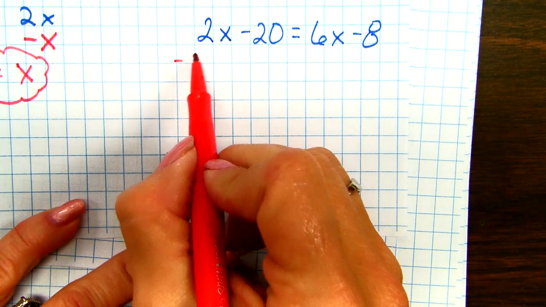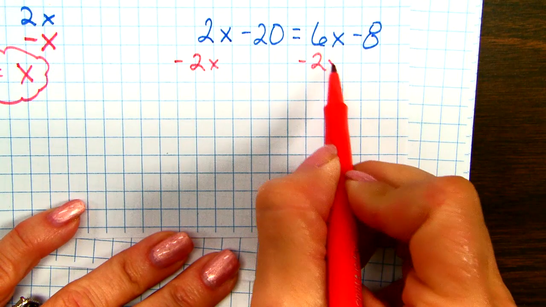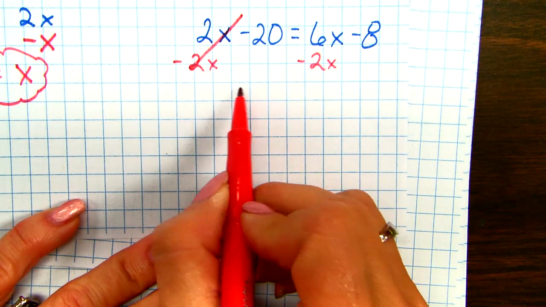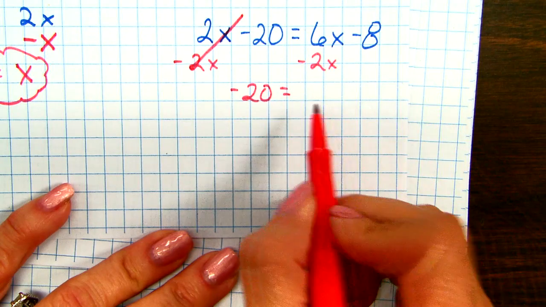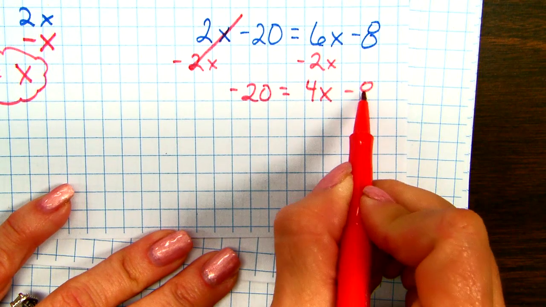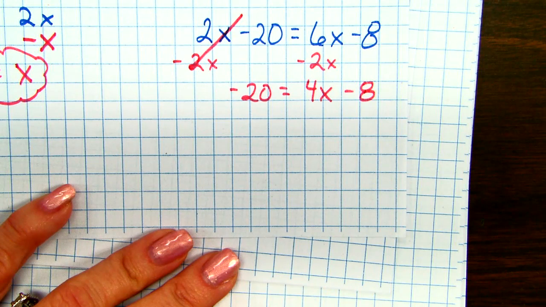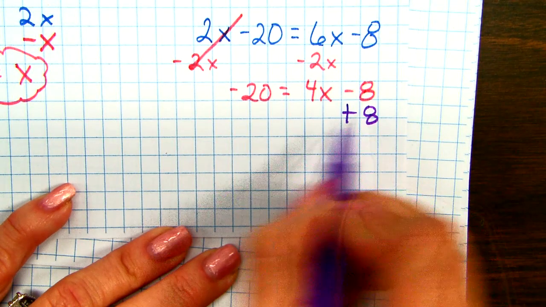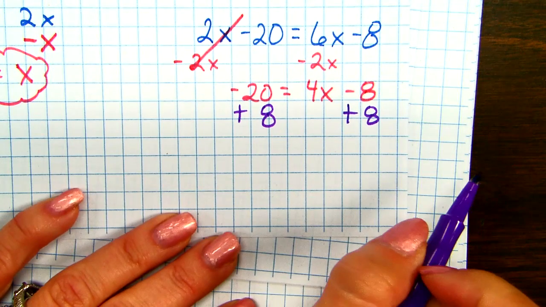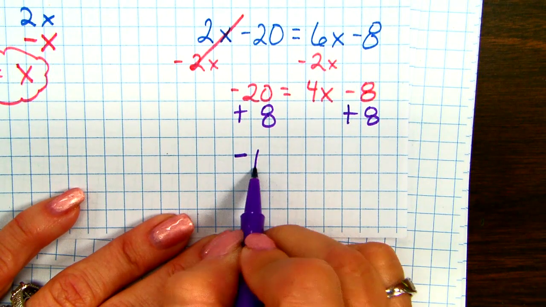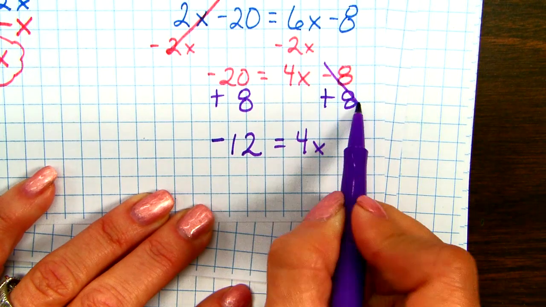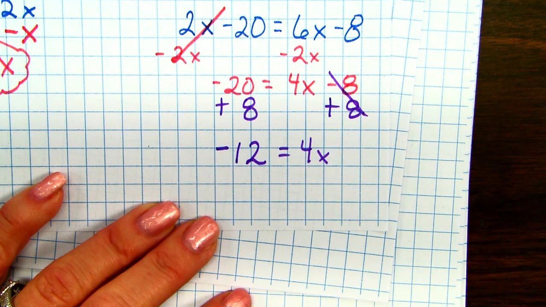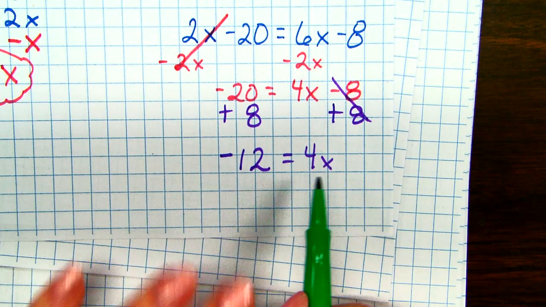So x's together leaves me with negative 20 equals 4x minus 8. And then what? Add 8. Negative 20 plus 8 is negative 12. And divide by 4.